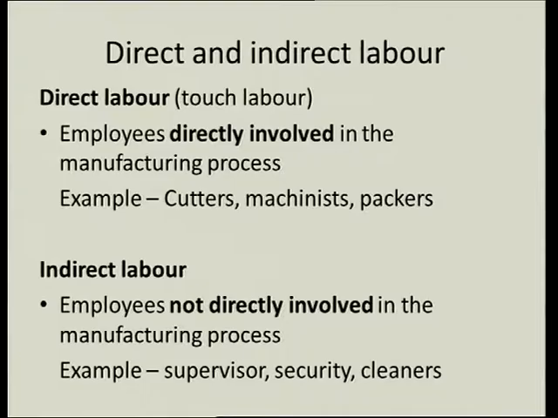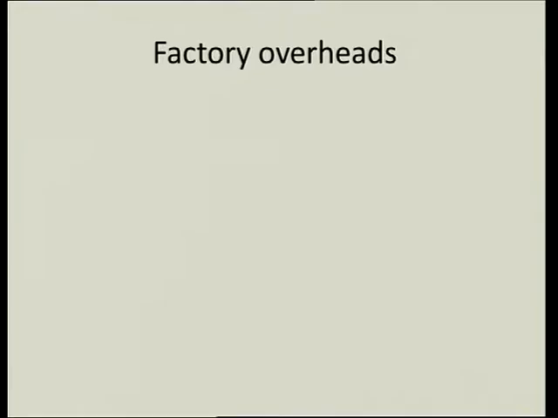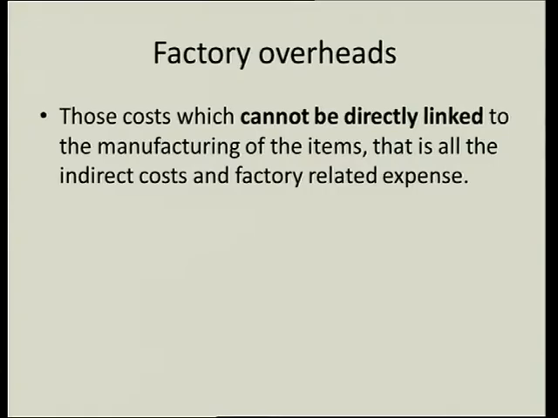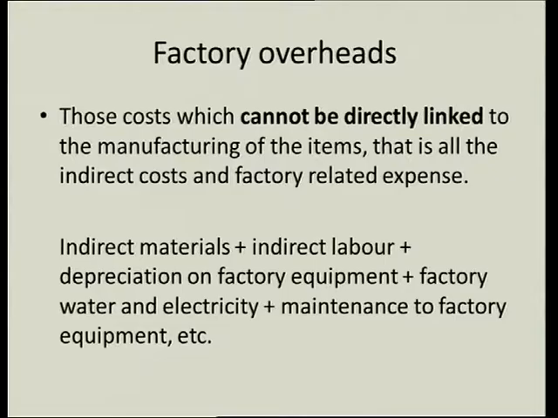Okay. Then we have factory overheads. Factory overheads are those things that cannot be directly linked to making the item. So they are all your indirect costs and your factory-related expenses. So here we have our indirect costs again: indirect materials, indirect labor, depreciation on factory equipment, factory water and electricity, maintenance to the factory, and any other factory-related expense.